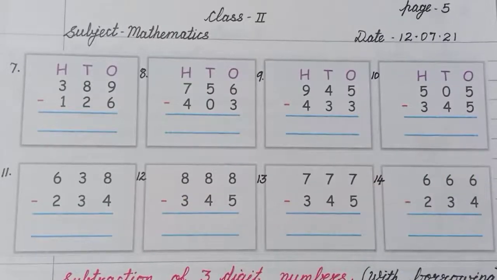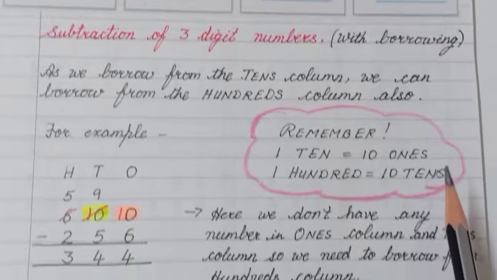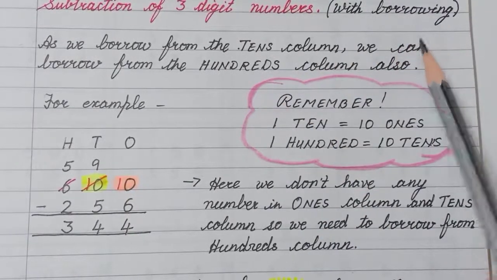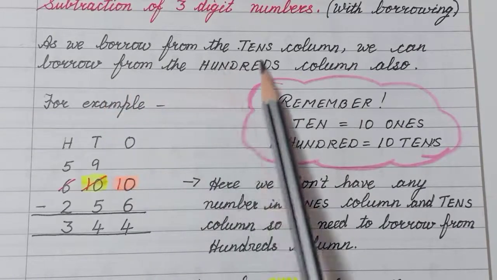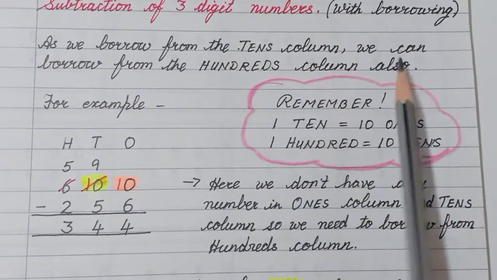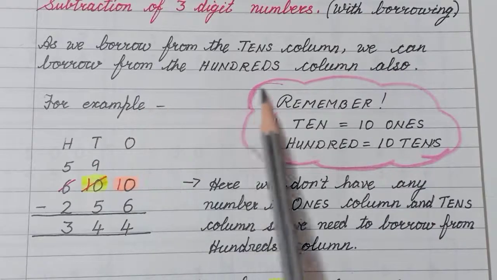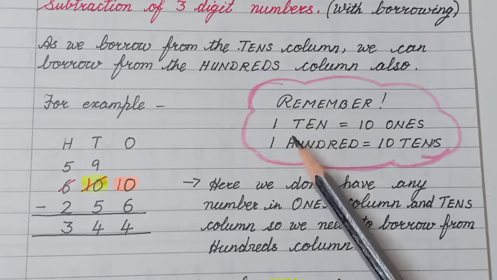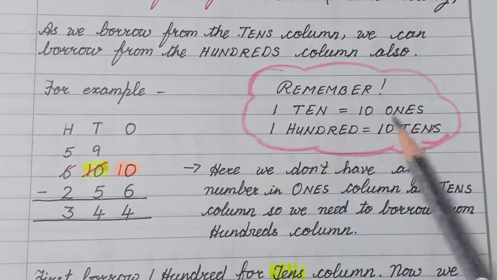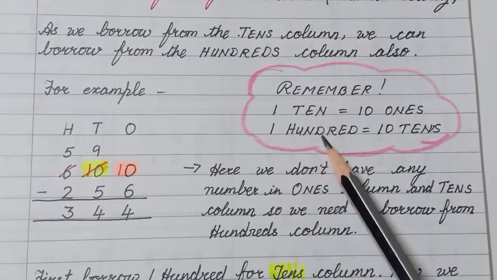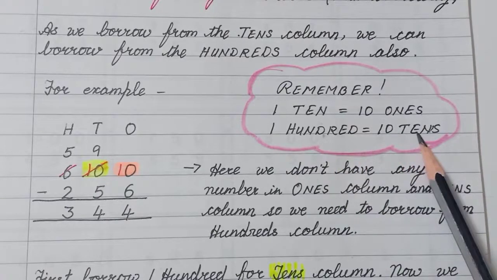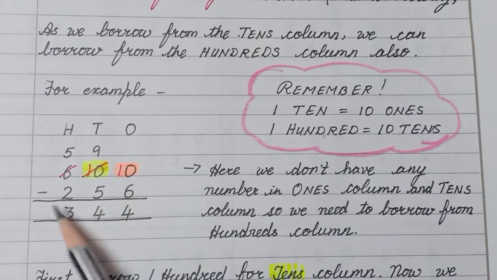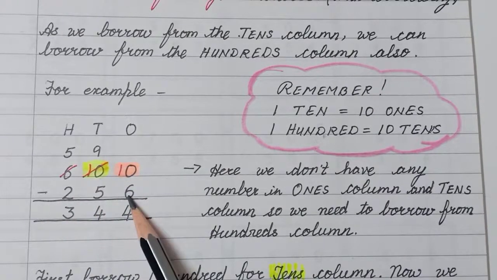These sums are without borrowing. Now subtraction of 3-digit numbers with borrowing. As we borrow from the tens column, we can borrow from the hundreds column also. It is the same way. Remember, 1 ten has 10 ones and 1 hundred has 10 tens. Now for example, the number is 600 minus 256.